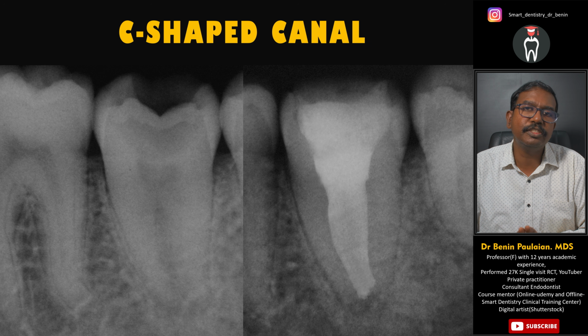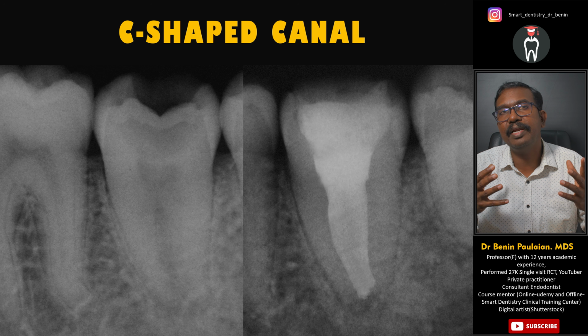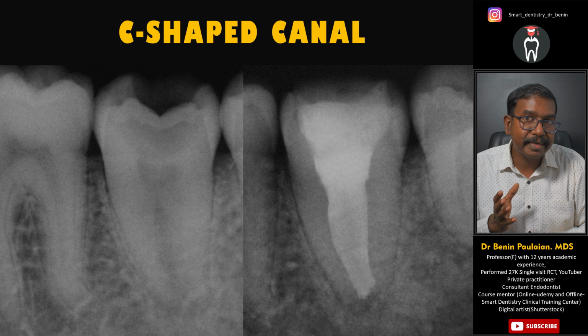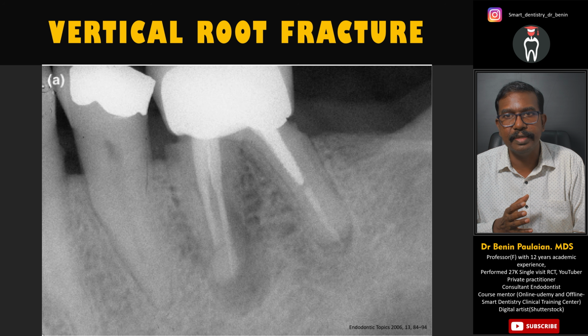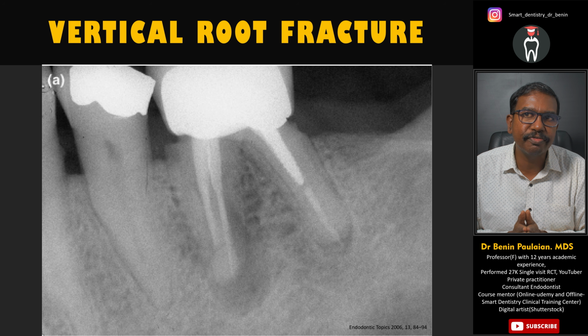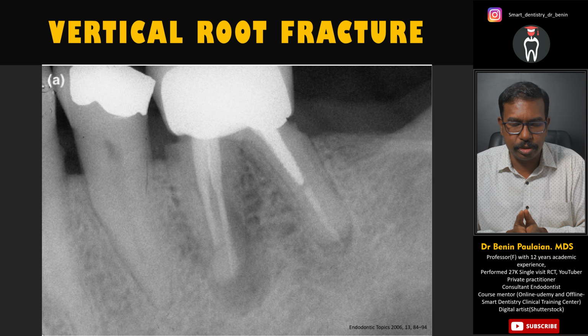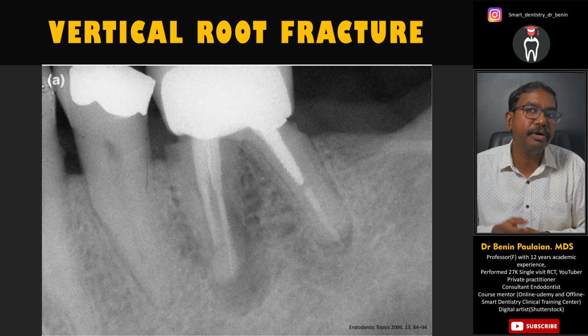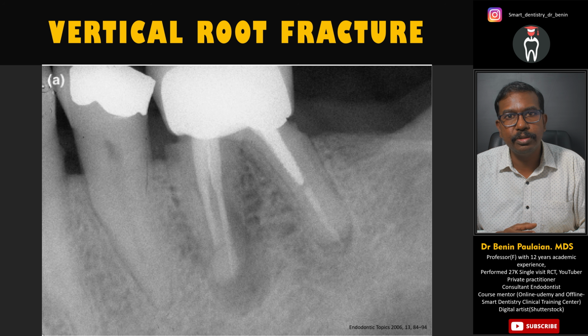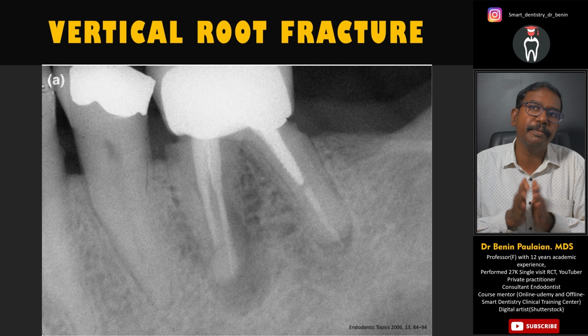So the C-shaped canals are also quite common, and we should examine with a clear-cut evaluation while doing this. Then radiographically, we should look for a vertical root fracture. Again, there are many requests for how to diagnose a cracked tooth. I will make a separate video on how to diagnose a cracked tooth with the help of a tooth sleuth, and the technique for diagnosis and the clinical examination and all those.